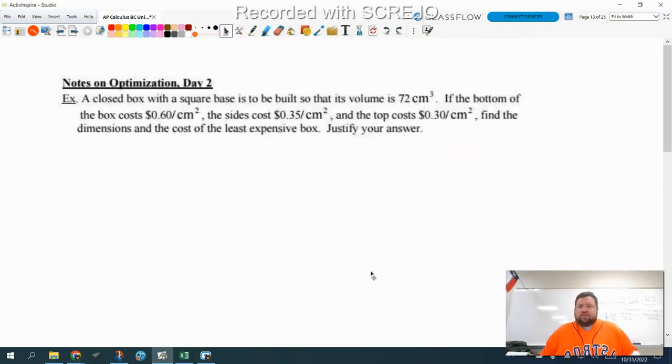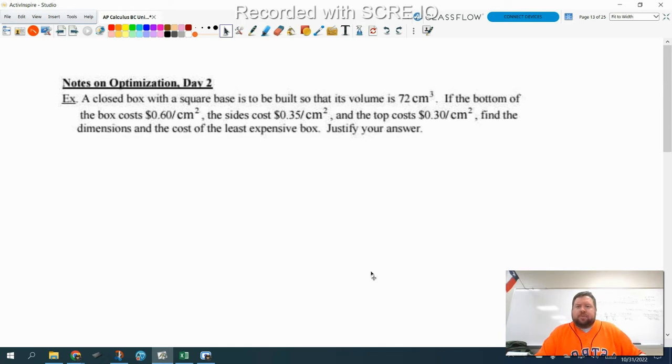All right, welcome to day 2 of our optimization lesson. This is one where we're going to look at optimization problems that the candidates test isn't really a good option for. We'll talk about why that is as we go through the problems, so we'll see our justification work a little differently on this.